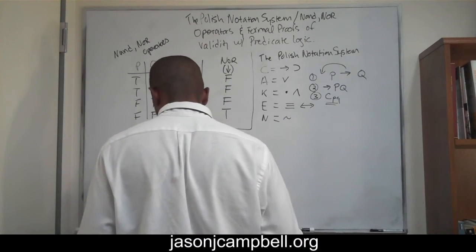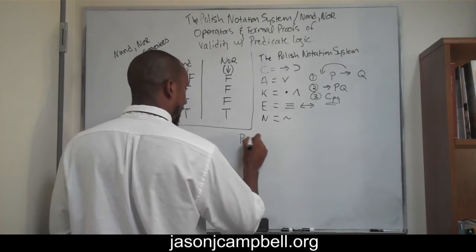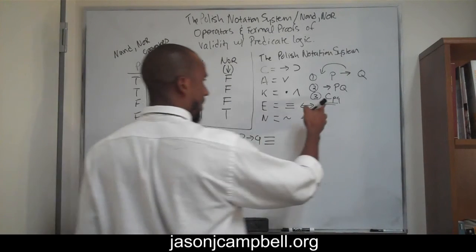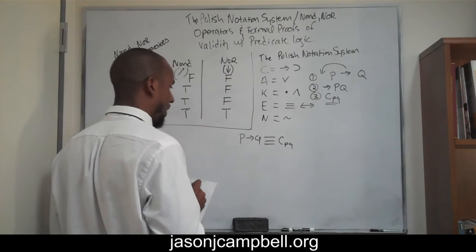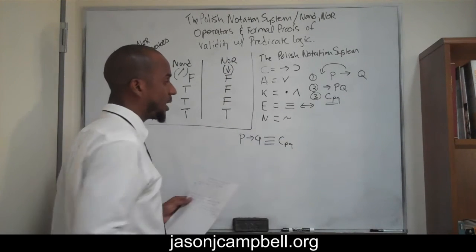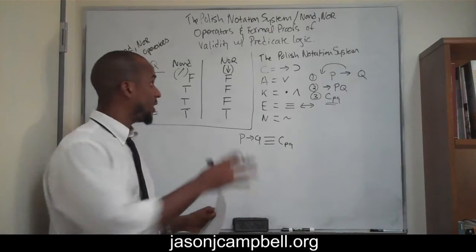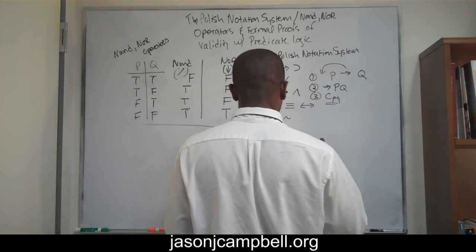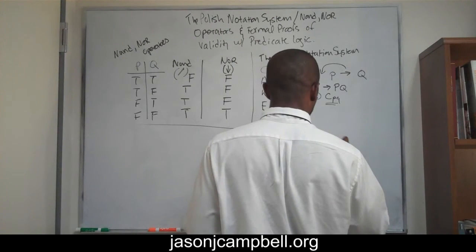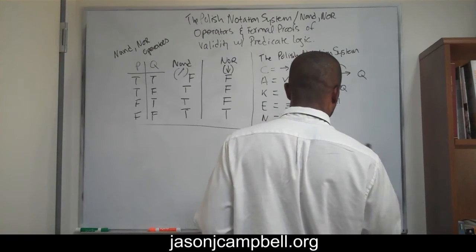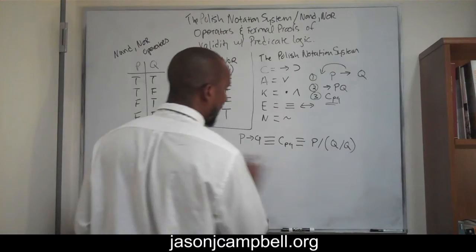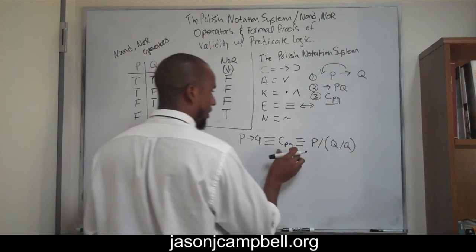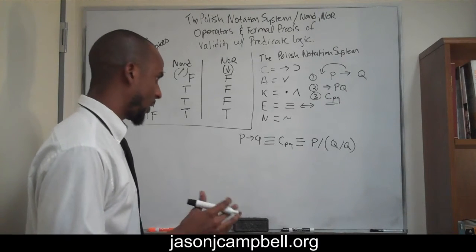Okay, imagine that we have if P, then Q. We know that we can talk about if P, then Q as CPQ in the Polish notation system. But we can also change this into our NAND NOR operators. In our NAND NOR operators, it's going to be equivalent to the claim P, Q, right? So all of these are the same. They're completely interchangeable. I can use this to represent this, and this to represent that. It's all the same. Okay, so that's the first part.